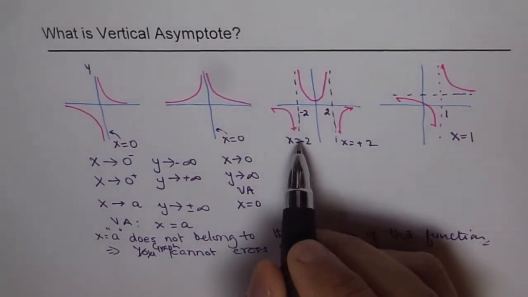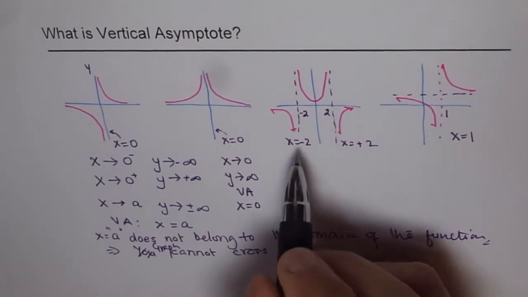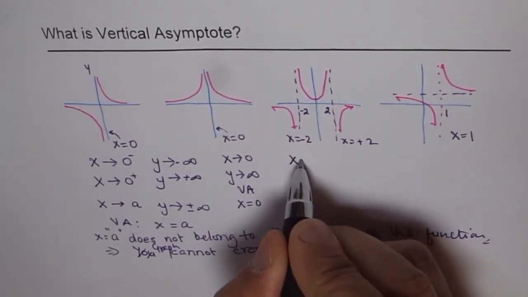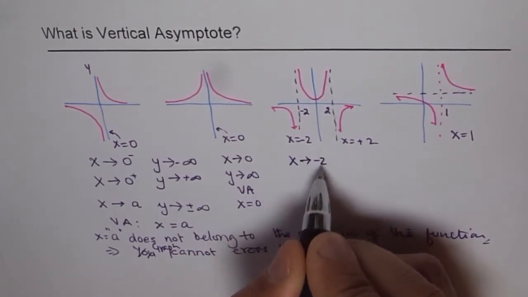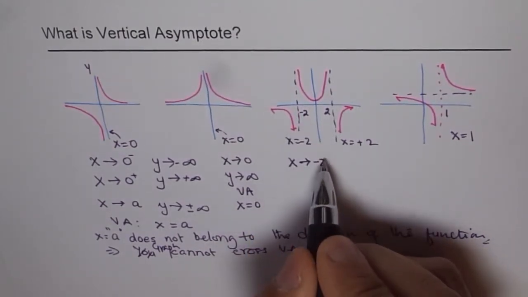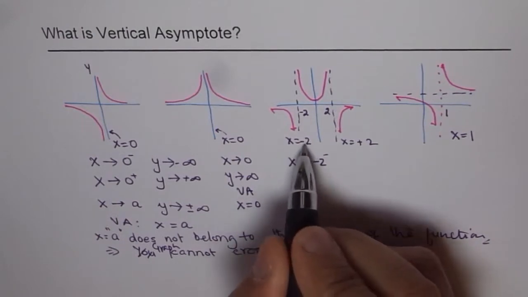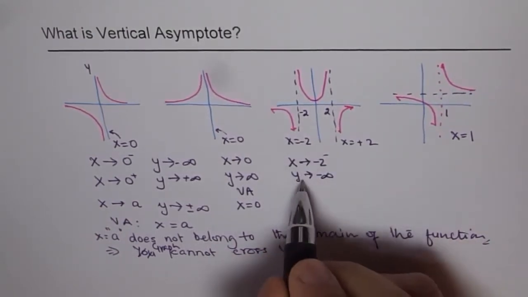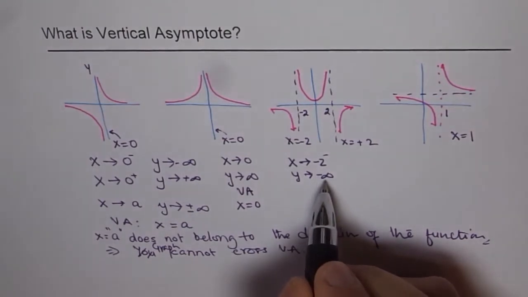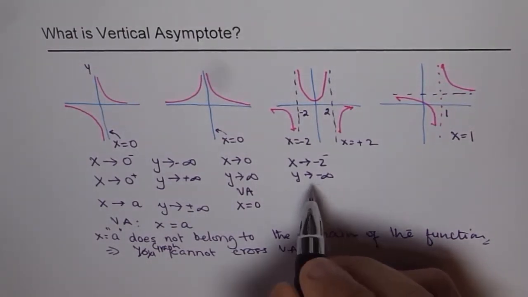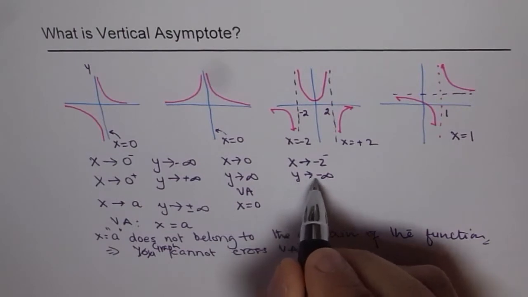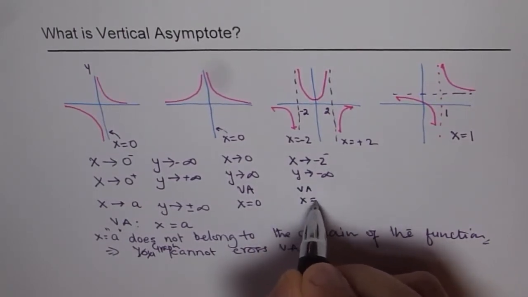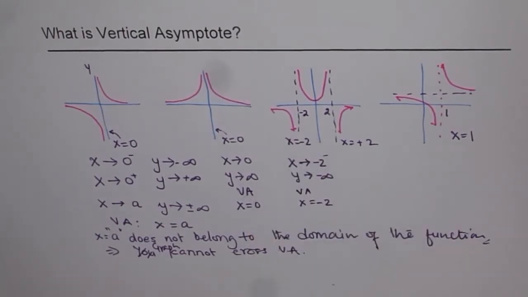Now if you look into this particular case, you notice that as you approach minus 2 from the negative side, what happens to the y value? Y approaches negative infinity. Since y is approaching an undefined value, extremely large, we say there is a vertical asymptote, and the equation of the vertical asymptote is, again, x equals minus 2, the value you are approaching, correct?